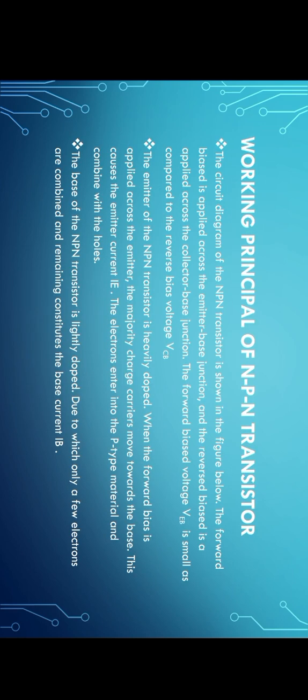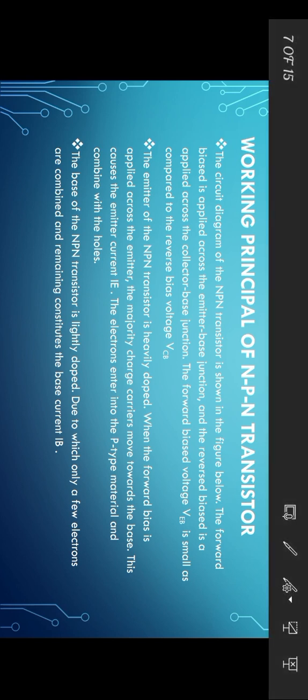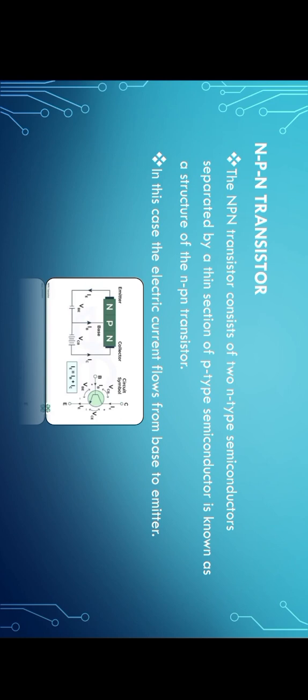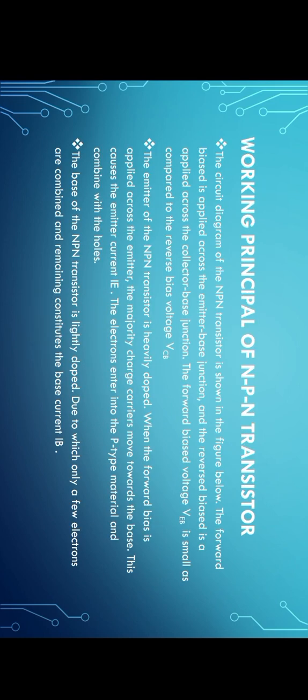Next, what is the working principle of the NPN transistor? The circuit diagram of the NPN transistor is shown in the figure. You can see here the diagram of the NPN transistor. The forward bias is applied across the emitter-base junction and the reverse bias is applied across the collector-base junction. The forward bias voltage VBE is smaller compared to the reverse bias VCB.